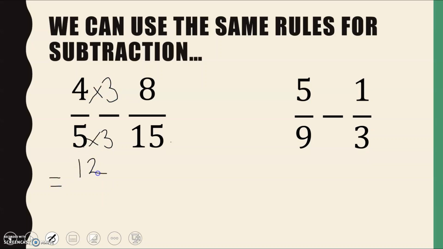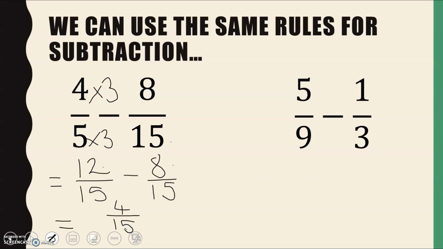So that is going to give me 12 15ths. And we are going to take away 8 15ths. I can now do my subtraction. So 12 take away 8 is going to leave me with 4. And 15 stays as 15 on the bottom.